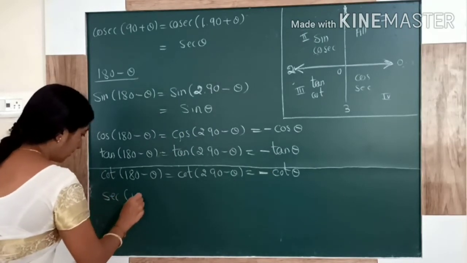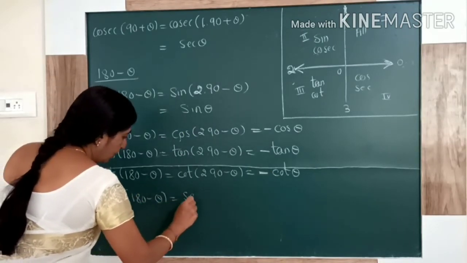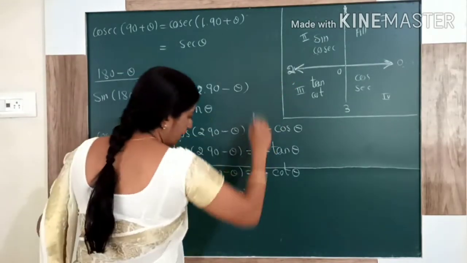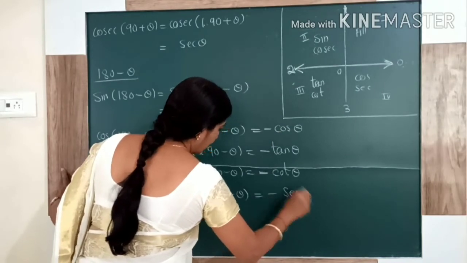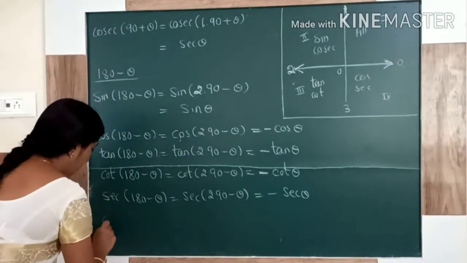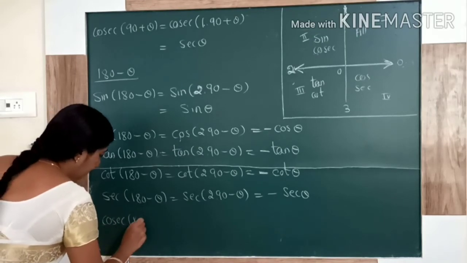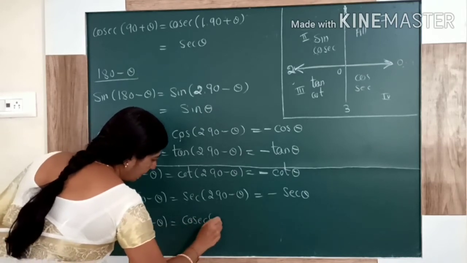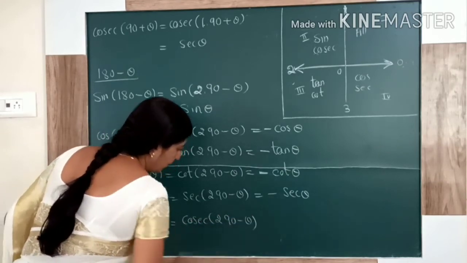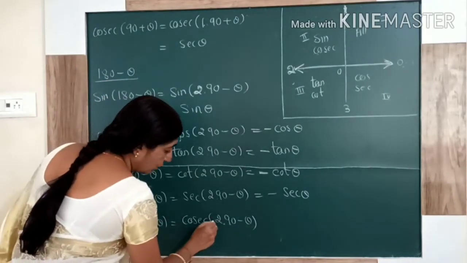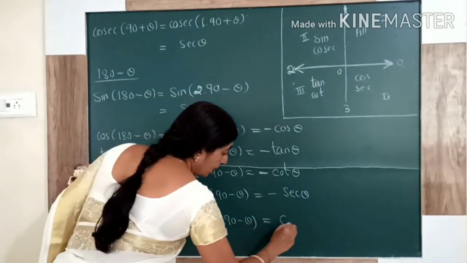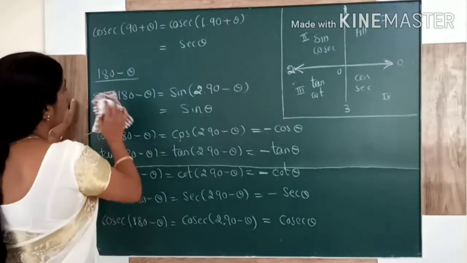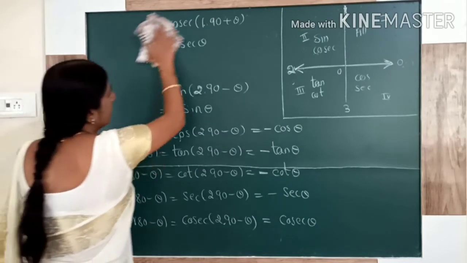Can you tell me the remaining 2 answers? What about sec? Is it positive or negative in the second quadrant? Yes, it is negative in the second quadrant, and because of this even coefficient, it remains as it is. Then what about cosec? Cosec remains as it is because we are writing 2 into 90, and 2 is even. But in the second quadrant cosec is positive, so your answer will be positive.